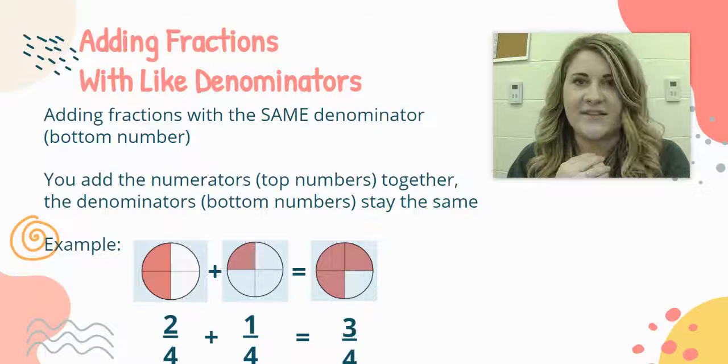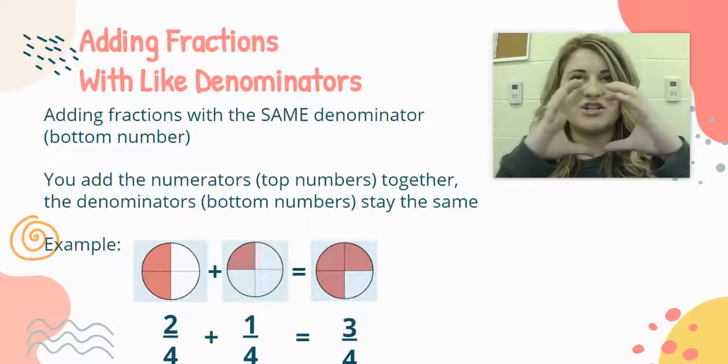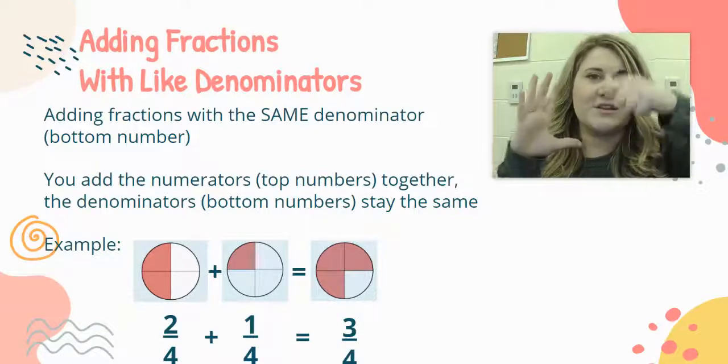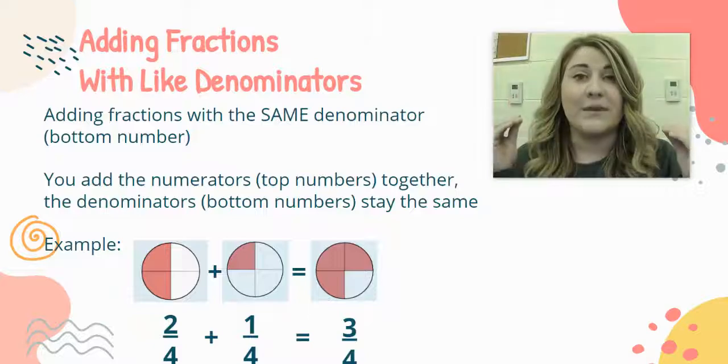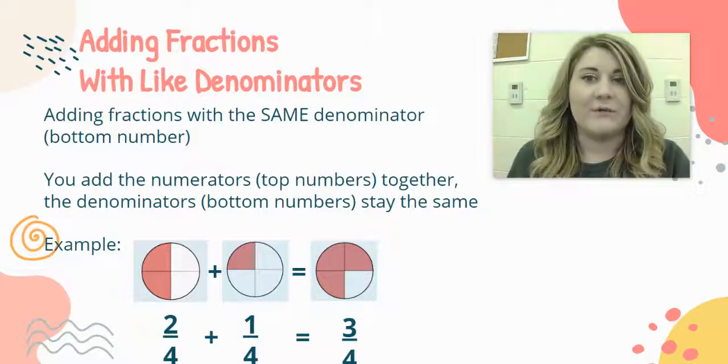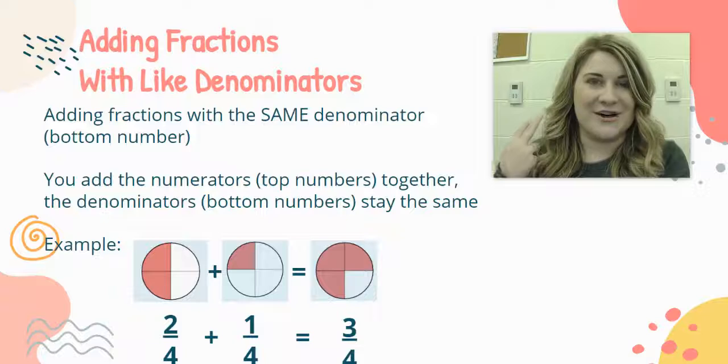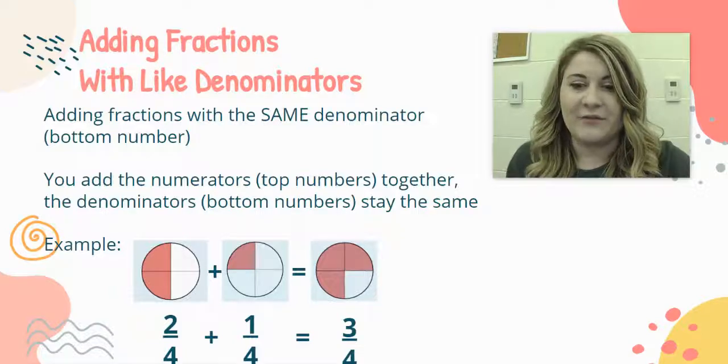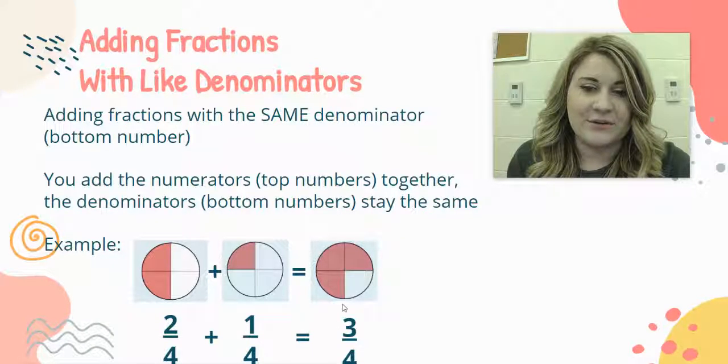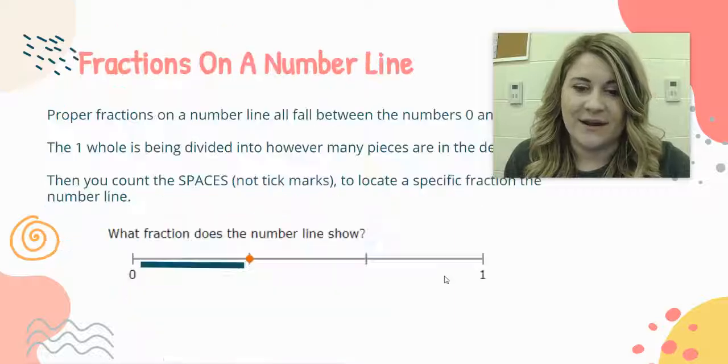We do not add the denominators together because the fraction itself is not changing, just the amount that's colored in. So the only part changing is the numerator, which we either add together or subtract. So here we have 3/4, and we see 1, 2, 3 out of 4 sections are colored in. So that's how we got our answer there.